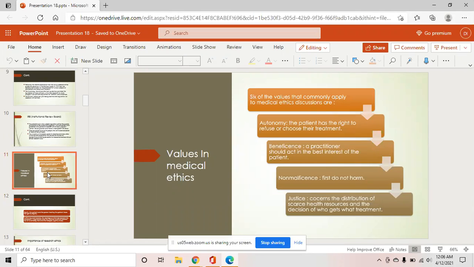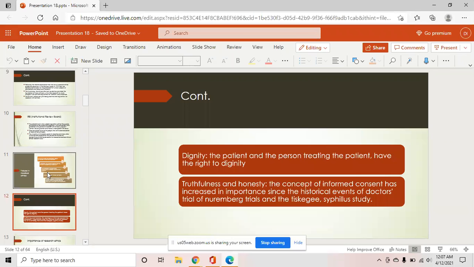Values in medical ethics. Six of the values that commonly apply to medical ethical discussions are, first, autonomy. Autonomy is that the patient has the right to refuse or choose their treatment. Beneficence: a practitioner should act in the best interest of the patient. Non-maleficence: the patient should be safe, and first, do no harm to the patient. Justice concerns the distribution of scarce health resources and the decision of who gets what treatment.